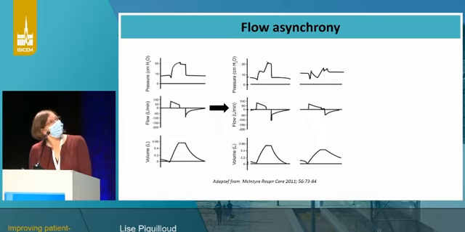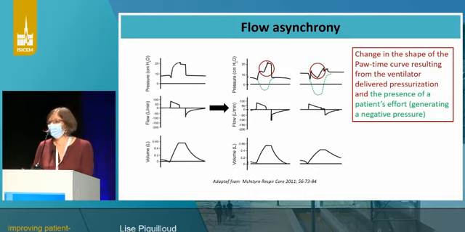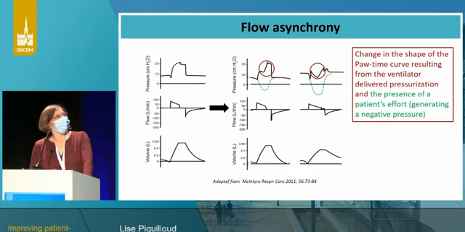Here, to explain a bit more in details, you have here the passive situation and the volume assist control. Here you have an inspiratory effort with moderate intensity, and here a very strong inspiratory effort. And you observe that you have changes in the aspect of the P airway time curve. And this is related to the presence of the effort, because the effort generates a negative pressure that gives a different shape to the P airway time curve.